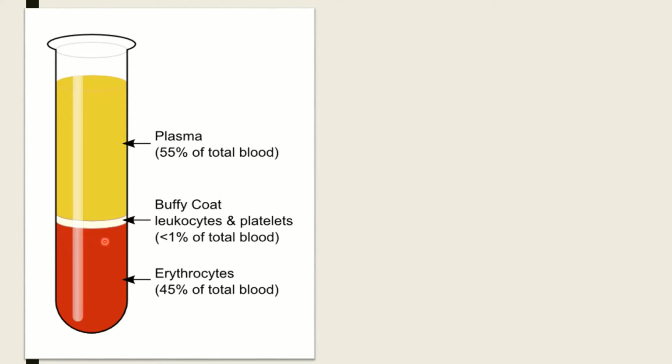The red colored part that gets settled at the bottom of the tube is the RBC. And in between these two layers we can see a very thin white colored band, which is called the buffy coat, that mainly comprises the leukocytes, that is WBCs, and platelets. So these are the parts of blood.